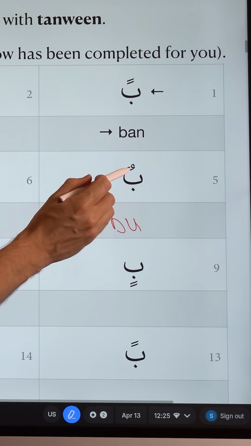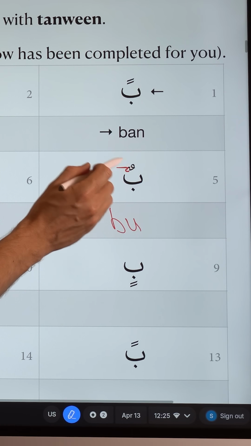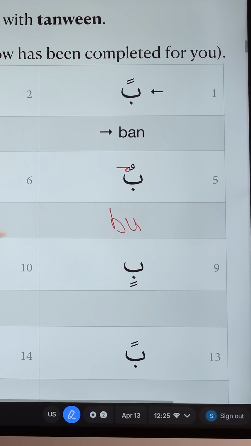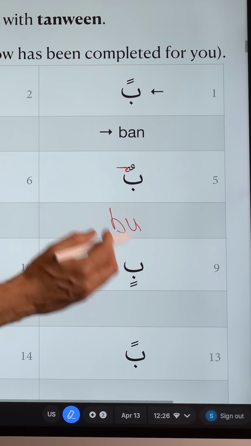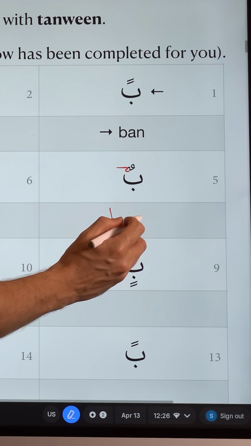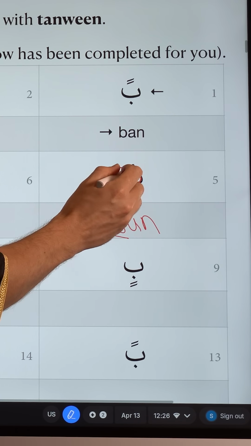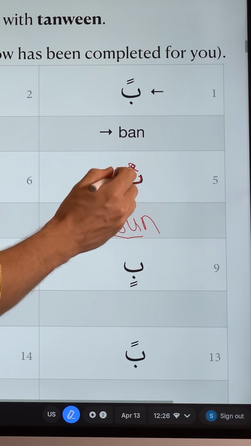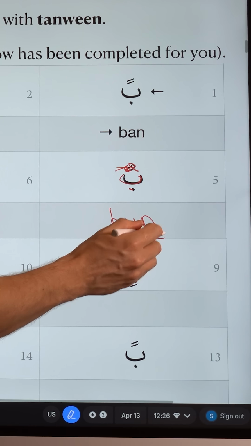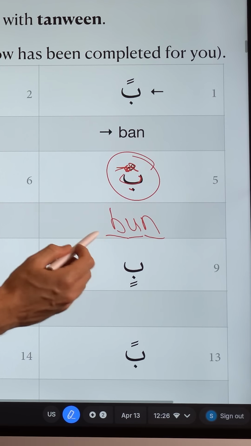But we also see that there is this squiggle attachment at the end of the dhamma, which is one way of showing that this has tanween. So it really means that there are two dhammas, and therefore, to represent the second dhamma, to represent tanween, we put an N. So for the letter ba, we have a B. For the dhamma, we have a U. And then for the tanween dhamma, we have an N. So we would read this as bun.